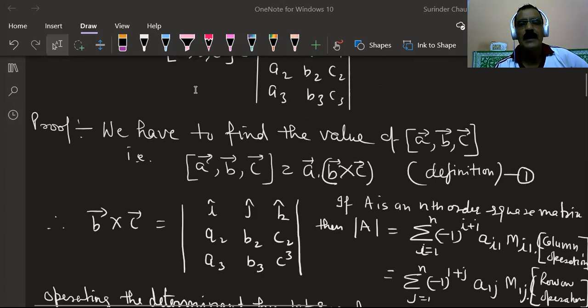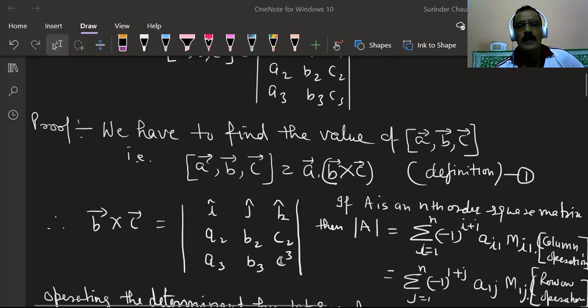we take the left hand side, that is equal to scalar triple product of ABC, which by definition will be equal to vector A dot B cross C. Now, in order to solve this, we have to apply BODMAS. Therefore, we have to find B cross C. So, we have read in the earlier class that the cross product of two vectors is written in determinant form.